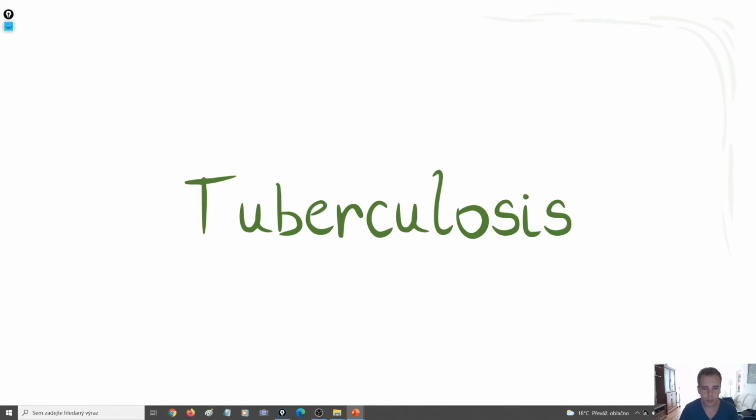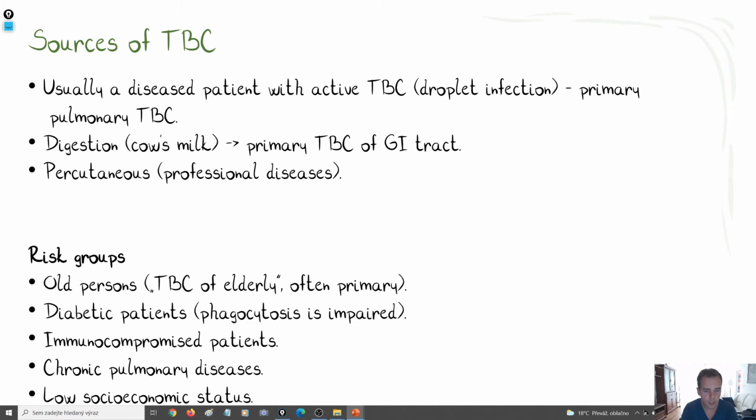Okay, so now let's talk about tuberculosis, because tuberculosis is the hallmark of granulomatous inflammation. And now we know what granuloma is, and we can move to tuberculosis itself. TBC is usually a respiratory infection, because the source of the infection is usually another diseased patient with active TBC. So the infection is usually droplet, and the patients develop primary pulmonary TBC.